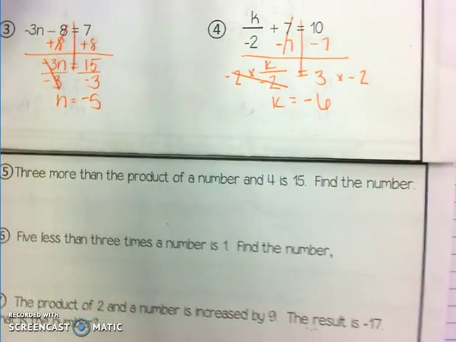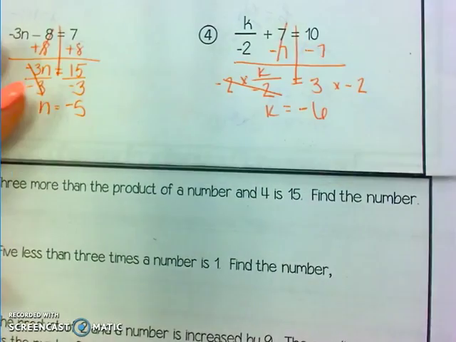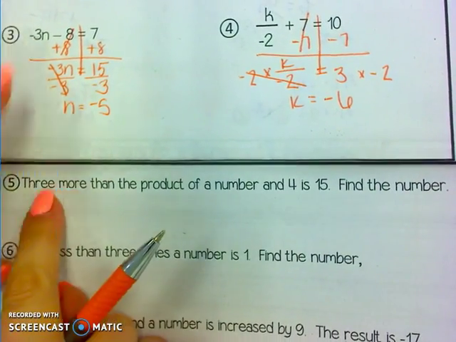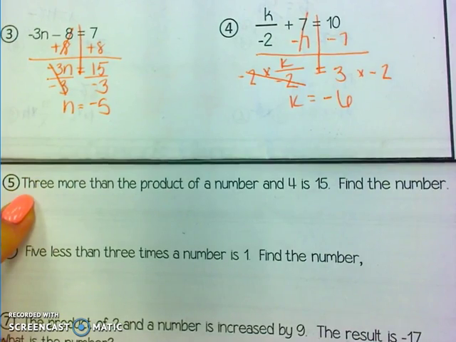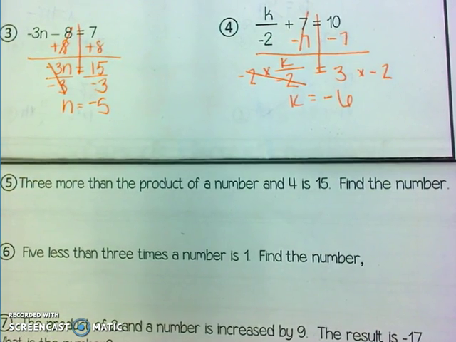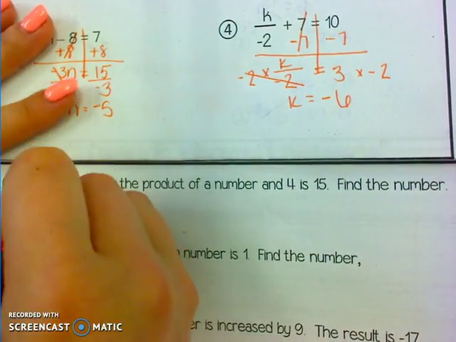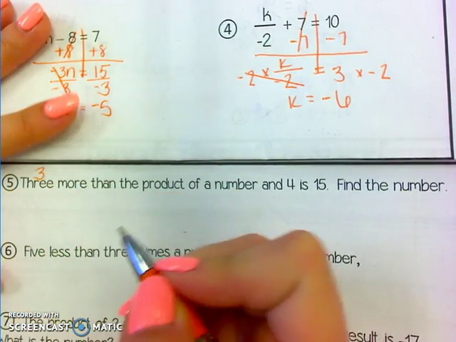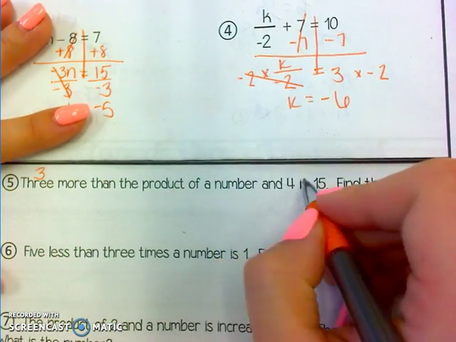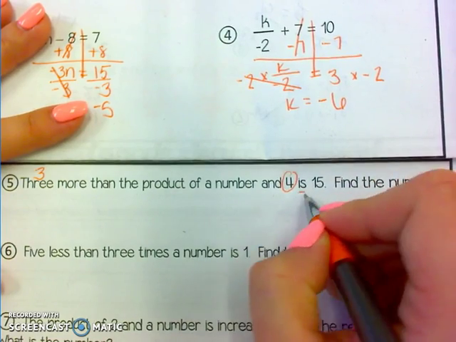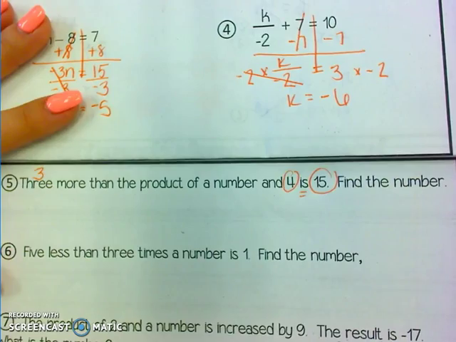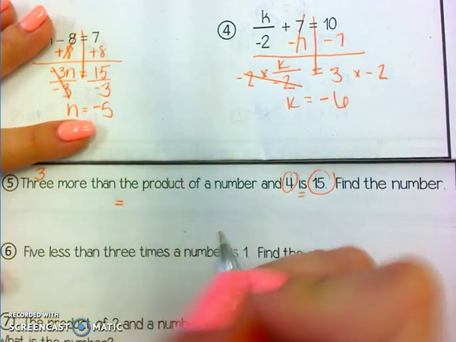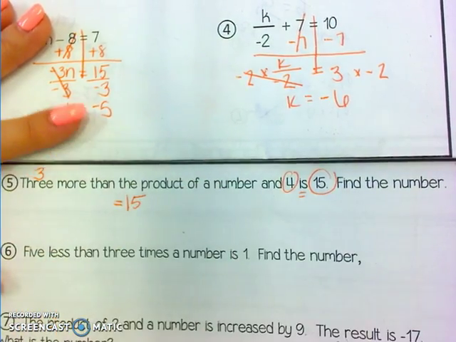So now we have some word problems. 3 more than the product of a number and 4 is 15. I'm going to do the things that I see first. Okay, here's my number 3. I see my number 4. This is always going to be my equal sign. I know that. And then 15. So if all else fails, I know that the answer is or equals 15.